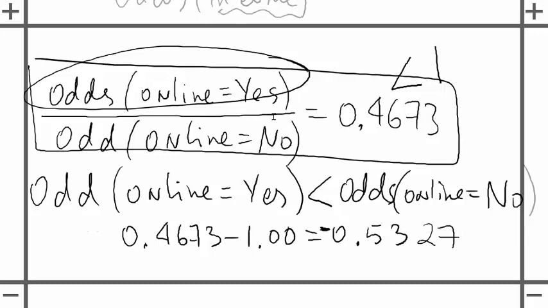So, odds of getting a loan from the bank for people who do the online banking are 53.27% less than for people who don't do the online banking, right? So once you start doing the online banking, odds of you getting a loan go down by 53.27%. That's what it says, right? Agree?